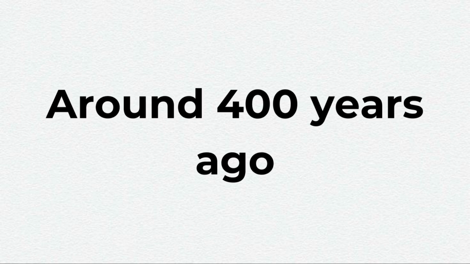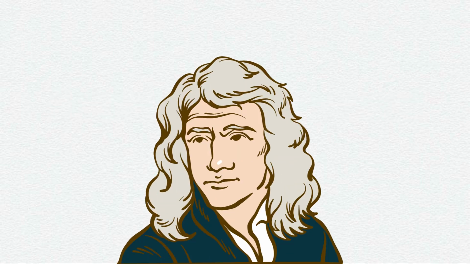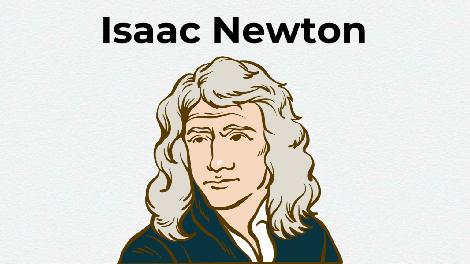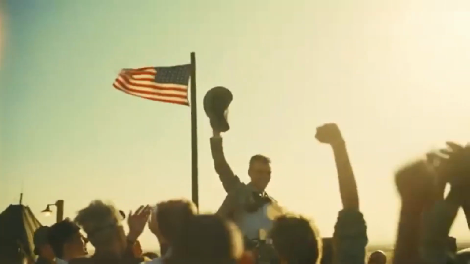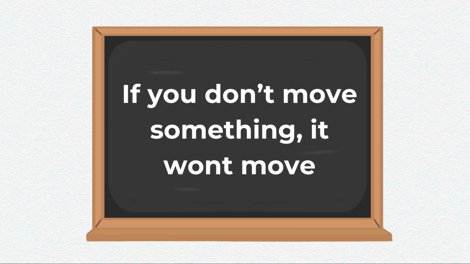Around 400 years ago, a British man by the name of Isaac Newton discovered three laws of motion that completely revolutionized the way that we look at the field of physics. Let's take a look at the first law, for example. If you don't move something, it won't move. Well, actually, it may not have been that revolutionary.